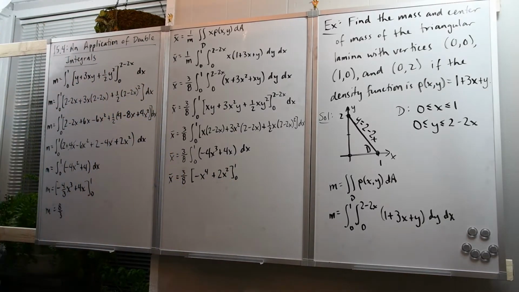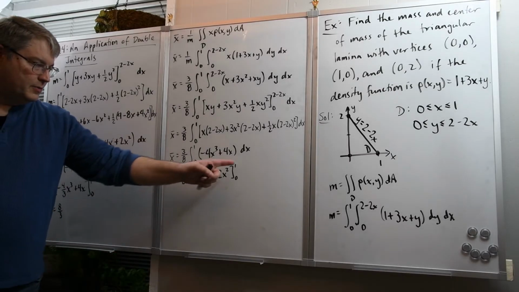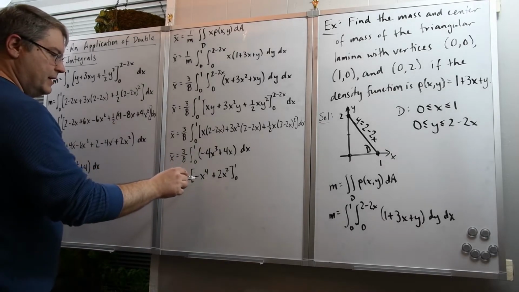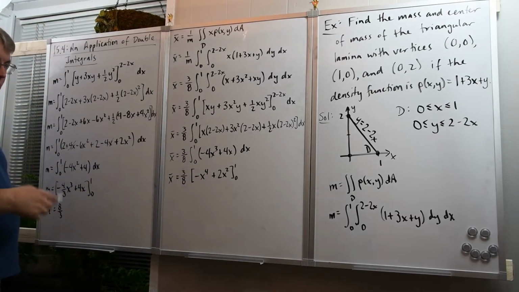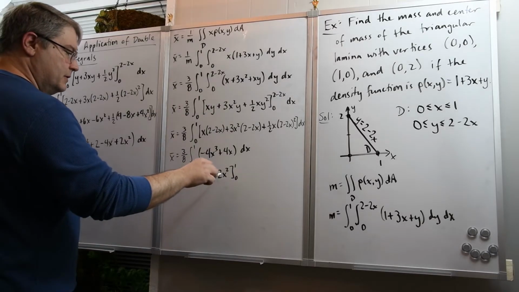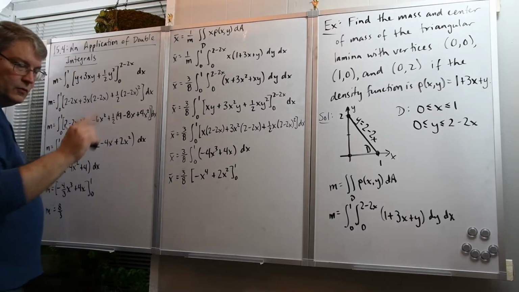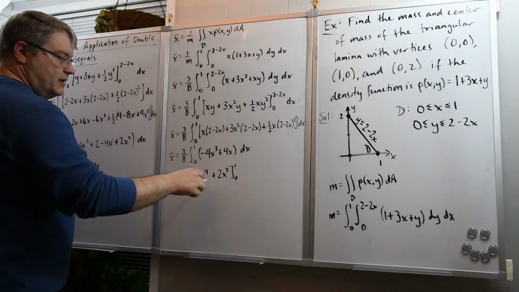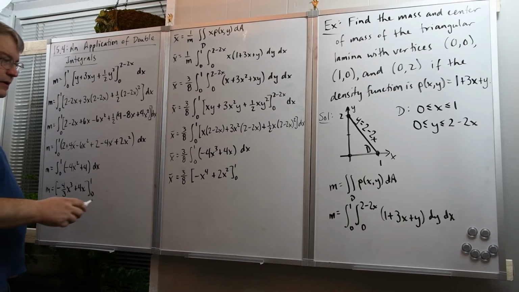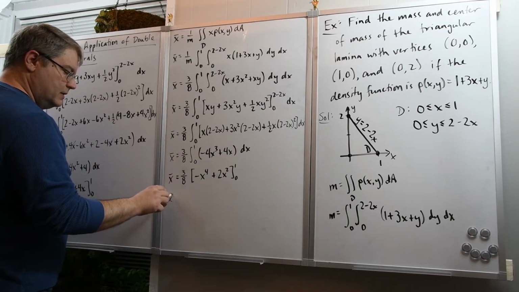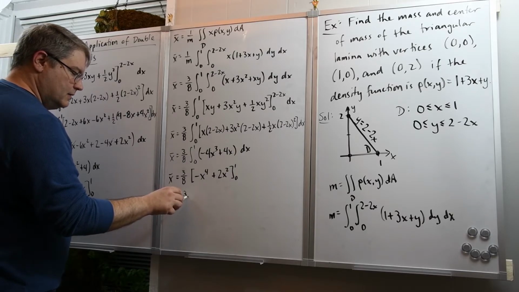Integrate that from 0 to 1. And now we plug in 1 for x, subtract what we get when we plug in 0 for x. When we plug in the 1 for x, we get negative 1 to the 4th, that's negative 1, plus 2 times 1 squared is plus 2. So negative 1 plus 2 gives us 1. Subtract what you get when you plug in 0 for x, but that's just going to give you 0. So this x bar is really 3/8 times 1, which is the same thing as 3/8.